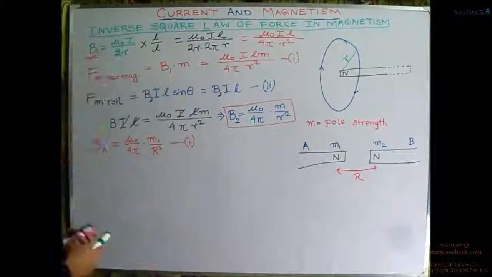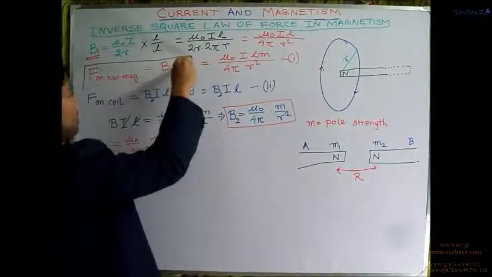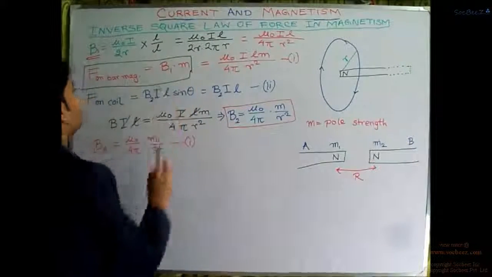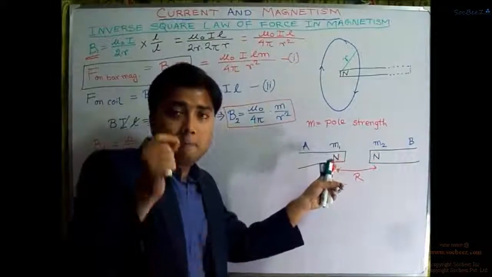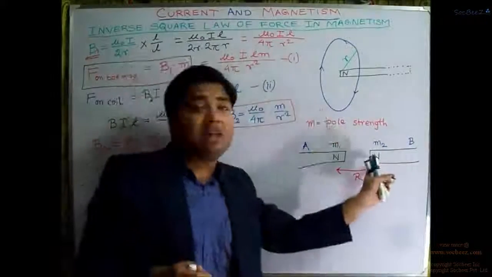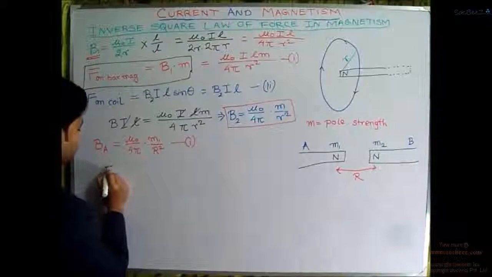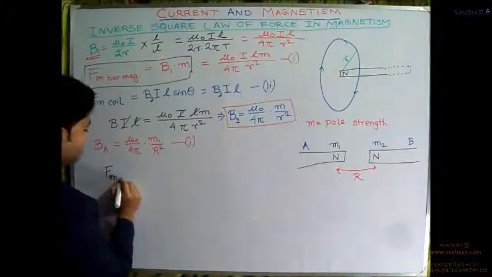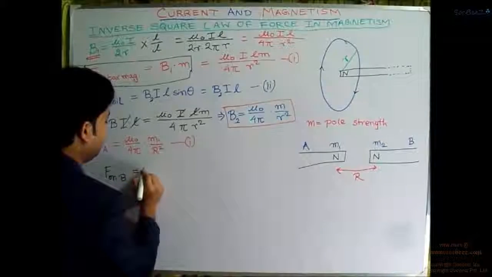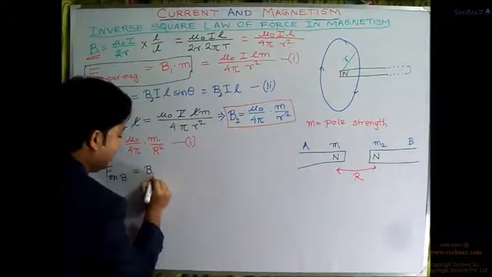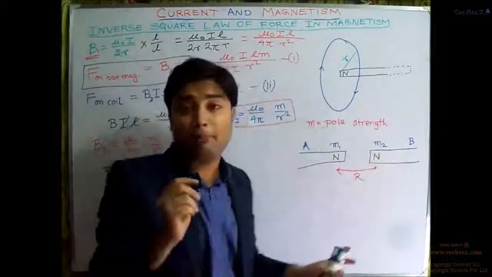Now this is the first equation we get. Now as we could see over here, the force on one bar magnet will simply be equal to the B that is being generated by the other multiplied by the pole strength of that bar magnet, that is now M2. So now we can say that the force on bar magnet B will simply be equal to this B A multiplied by the pole strength of this bar magnet B, that is simply equal to M2.